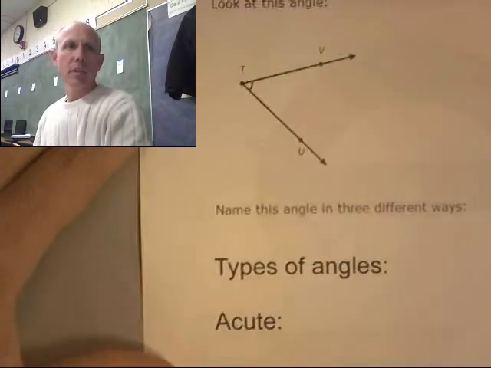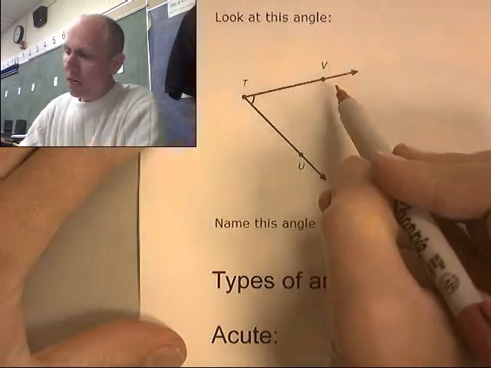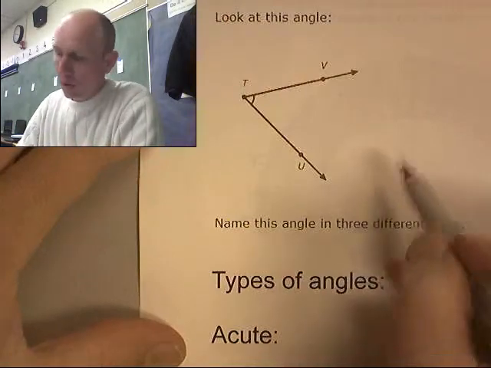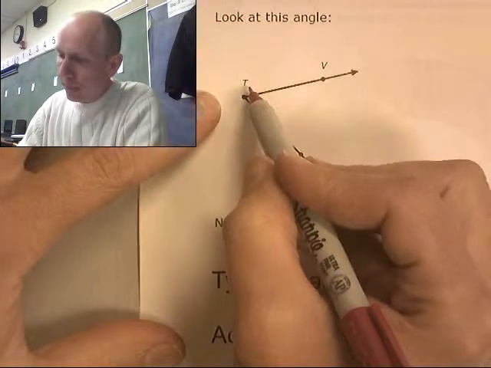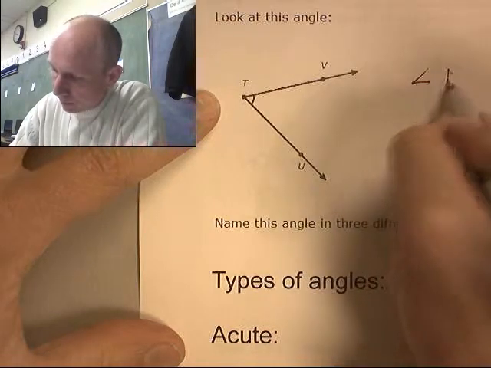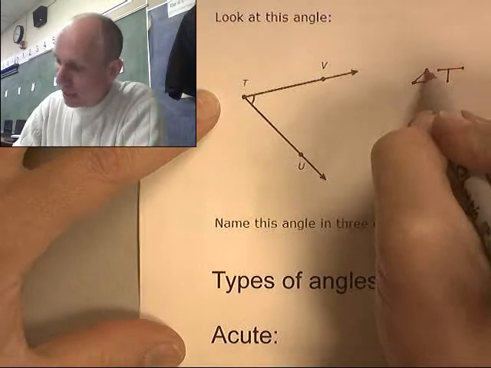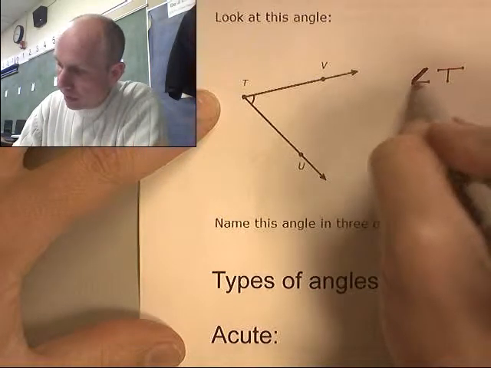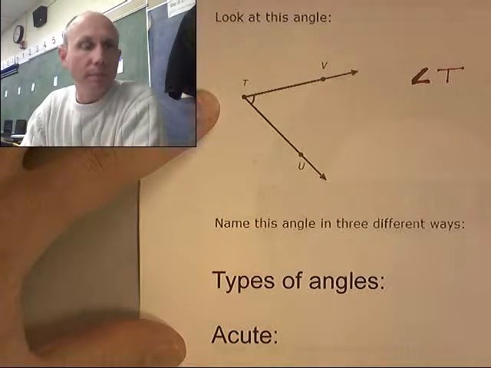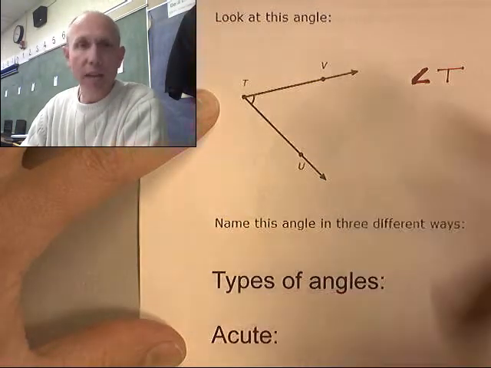So here's an angle. And there are three different ways that we can name this angle. One way is just to name it angle T. That's one way to name it. And you see this little funny guy I'm putting in front of it? Kind of looks like a less than symbol. It's actually the angle symbol. So this is angle T. It's a shorthand for angle.